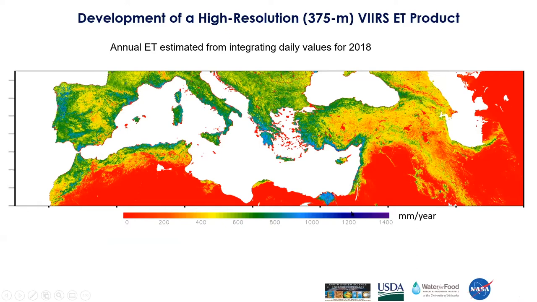So you could see that in the Nile River Delta here, the ET was quite high. This is intensively irrigated area.